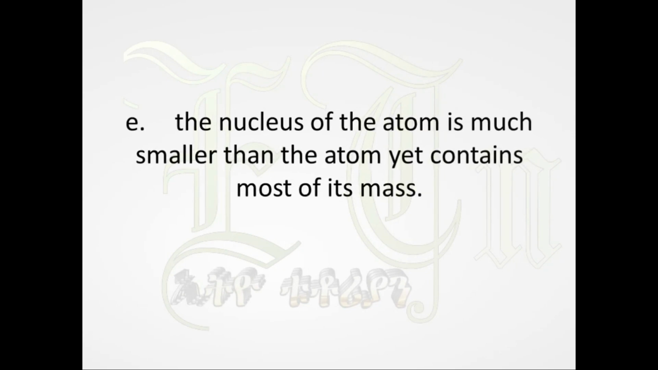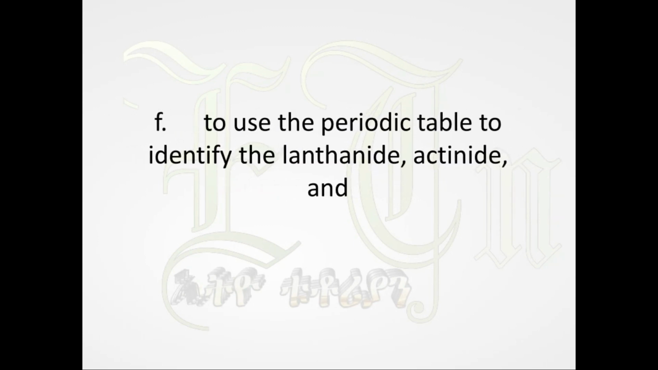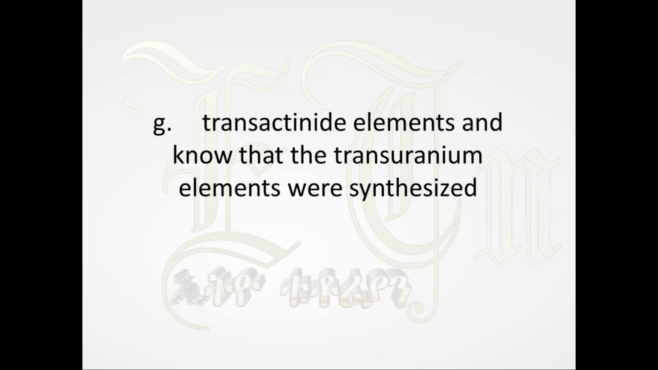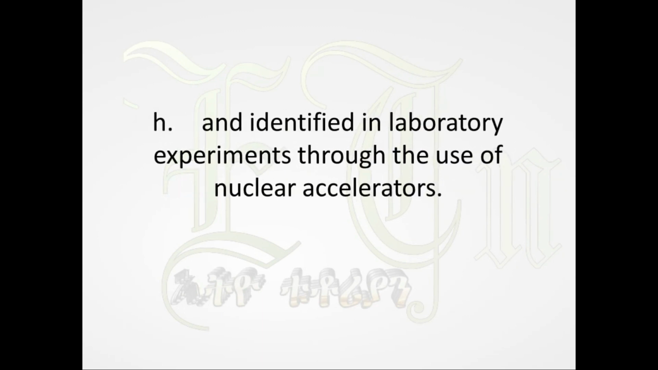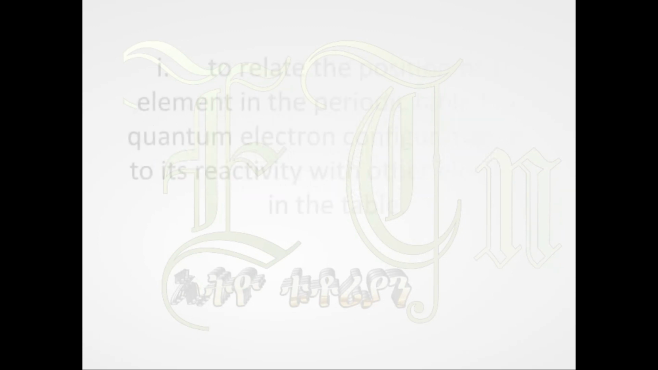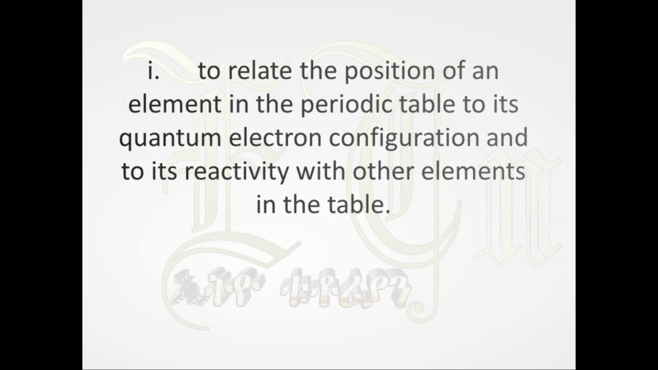E. the nucleus of the atom is much smaller than the atom, yet contains most of its mass. F. to use the periodic table to identify the lanthanide, actinide, and G. transactinide elements, and know that the transuranium elements were synthesized and identified in laboratory experiments through the use of nuclear accelerators. I. to relate the position of an element in the periodic table to its quantum electron configuration and to its reactivity with other elements in the table.